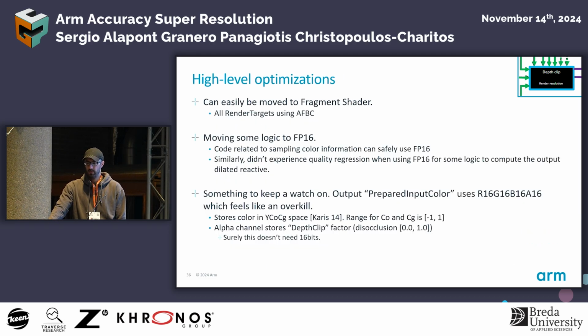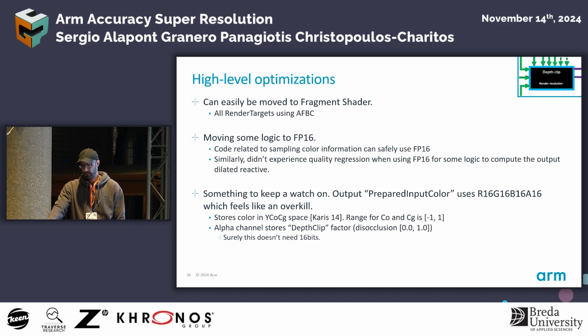Similar treatment to the previous pass. We move everything to fragment shading to benefit from AFBC. We can also convert some parts of the shader to FP16, specifically the code related to sampling, color data, and some logic around the computation of the reactive mask.